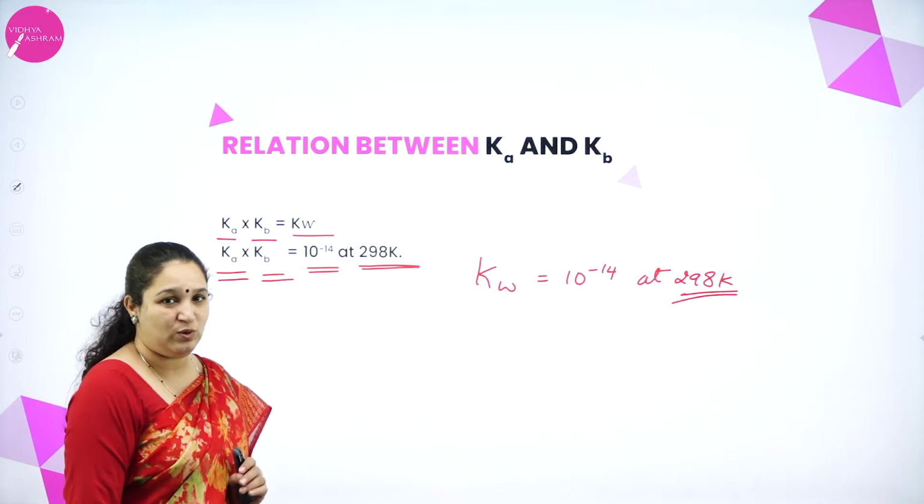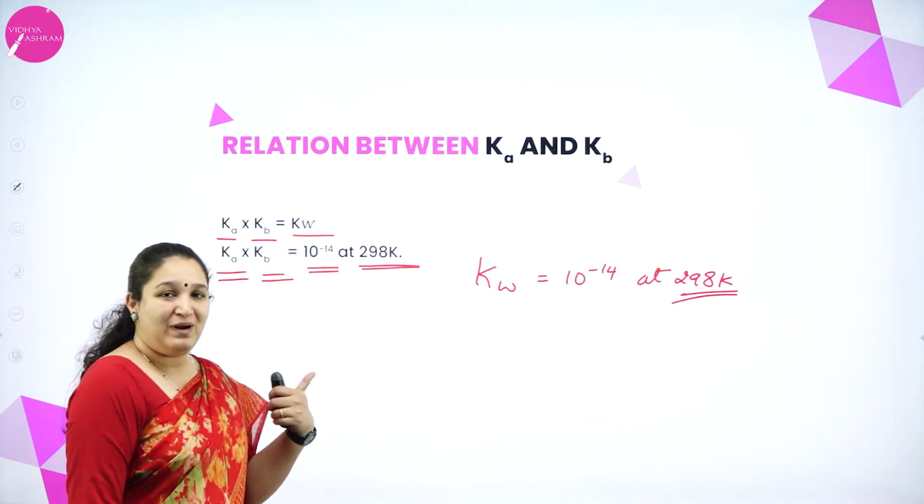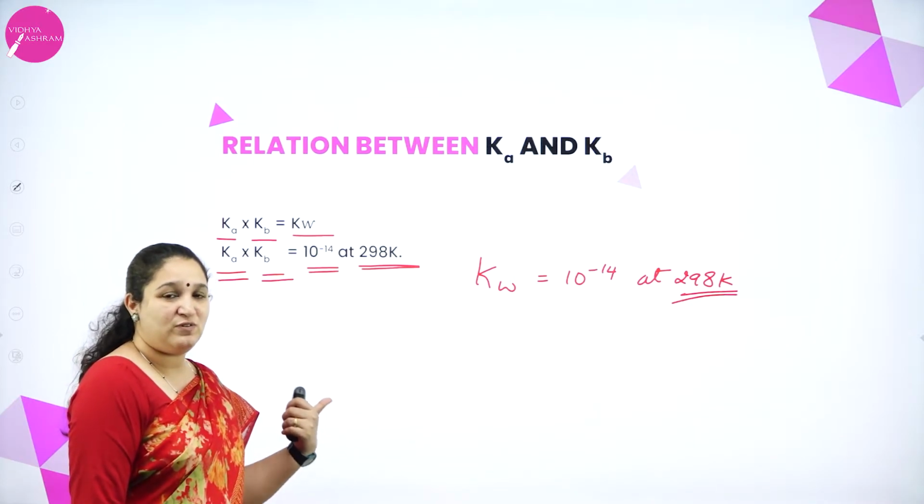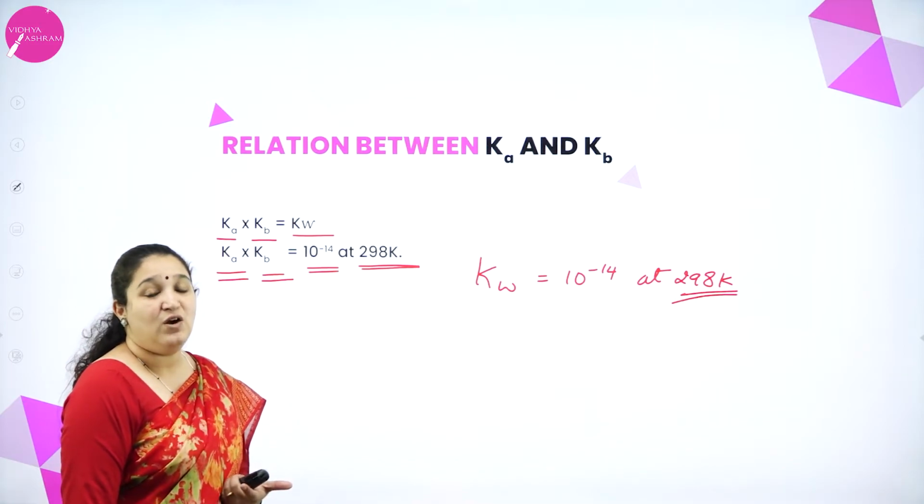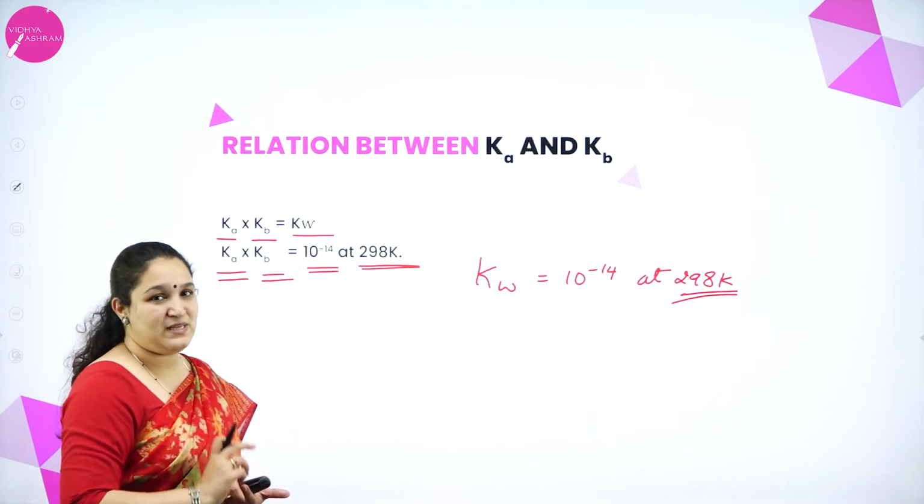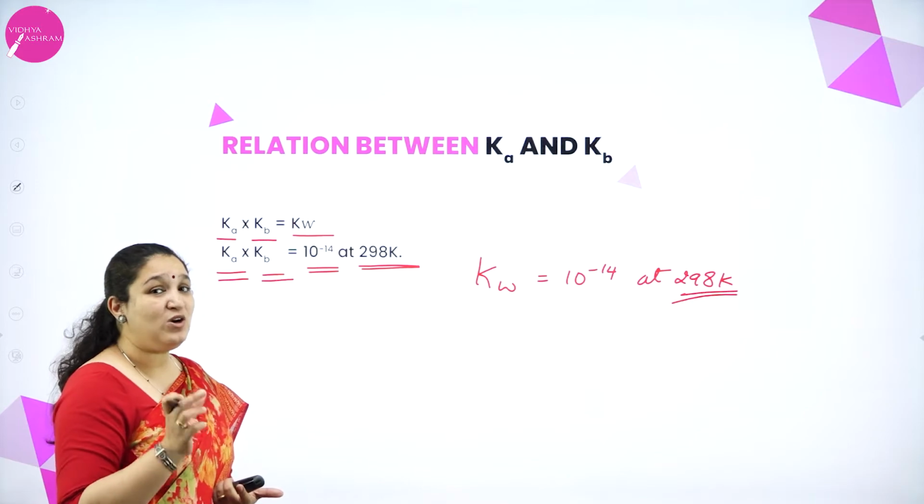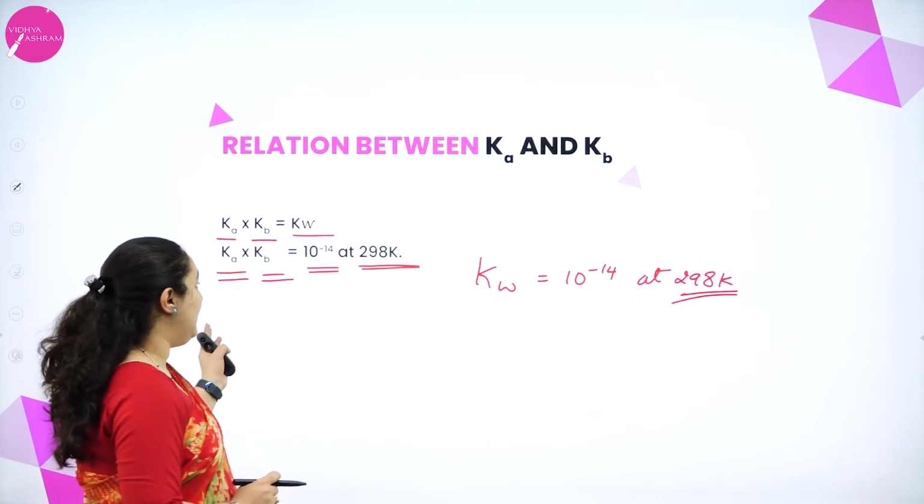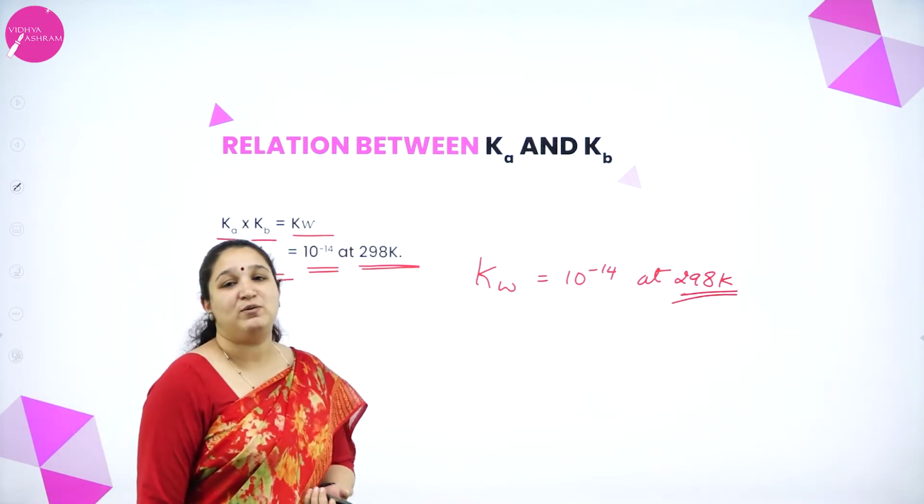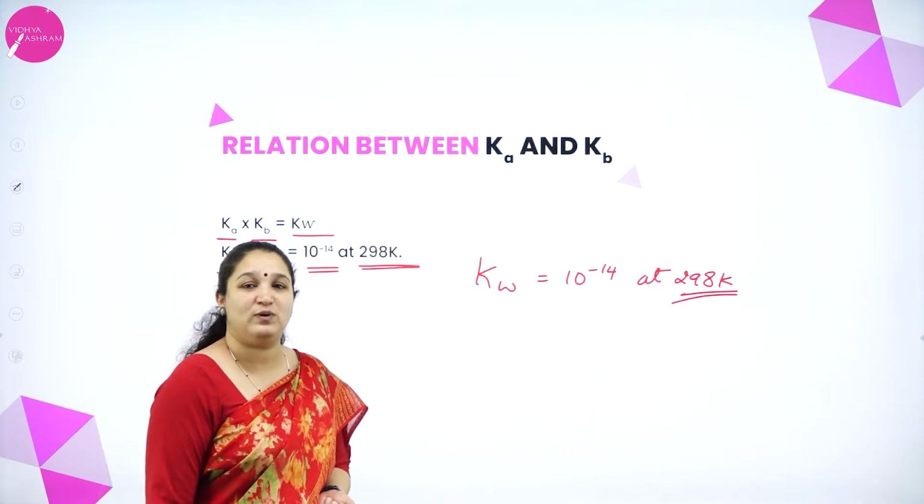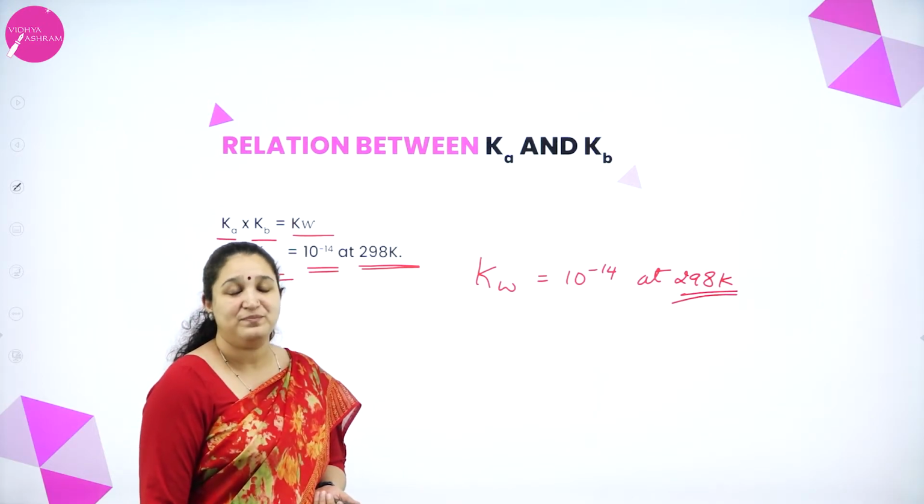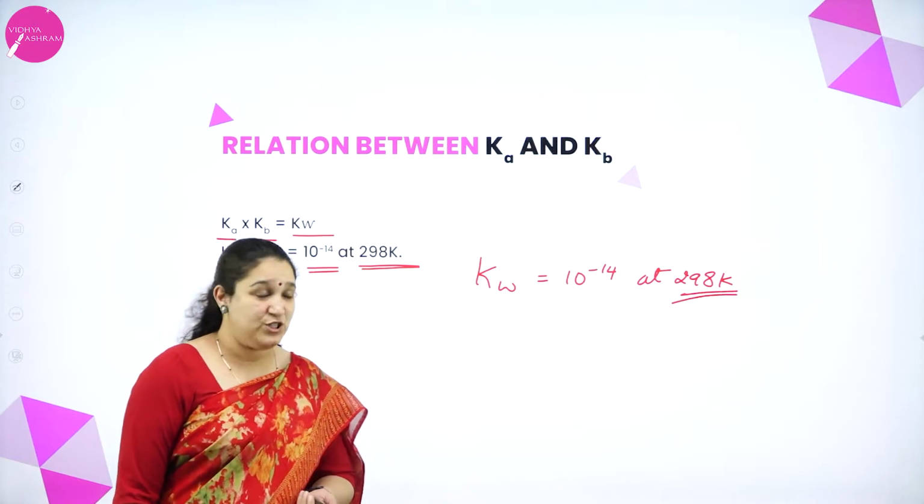You just have to know that if you multiply the dissociation constant of a weak acid and a weak base for a conjugate acid-base pair, what is it? It should be a conjugate acid-base pair, then it will be equal to 10 to the power minus 14 at 298 Kelvin. Okay, so that's about the relationship.